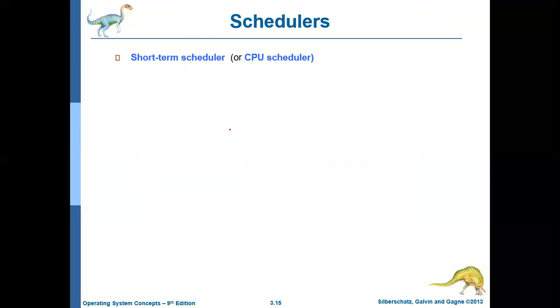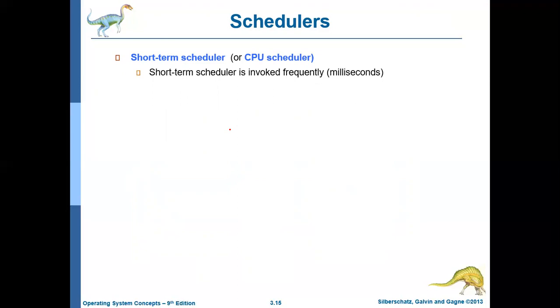The short-term scheduler is also called the CPU scheduler. There is another name for the short-term scheduler, which is the dispatcher. This is the scheduler which moves the process from the ready queue to the processor.